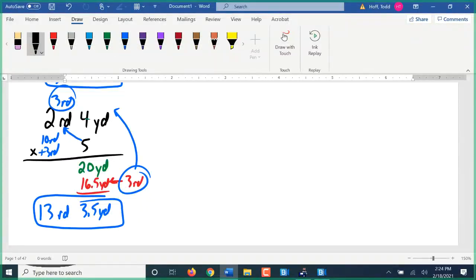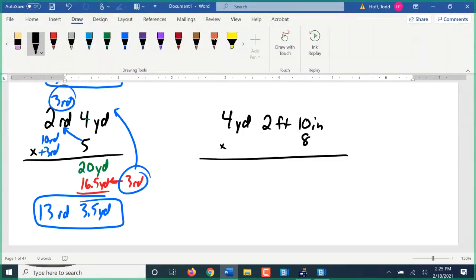Or we might have 4 yards, 2 feet, 10 inches, multiplied by, 6 is going to be clumsy. Let's say we need 8 of those. 8 times 10 inches is 80 inches.